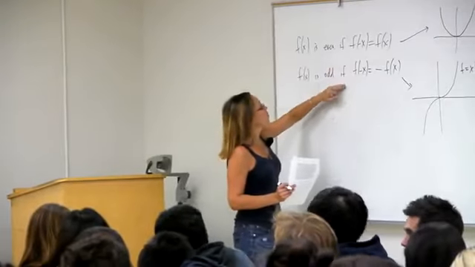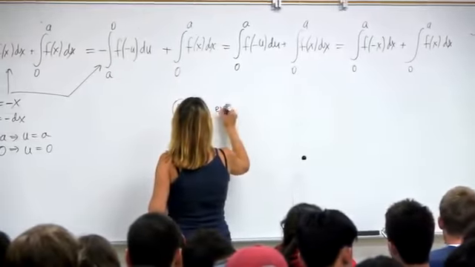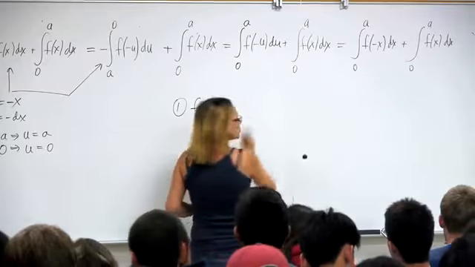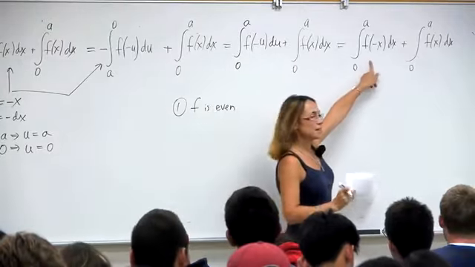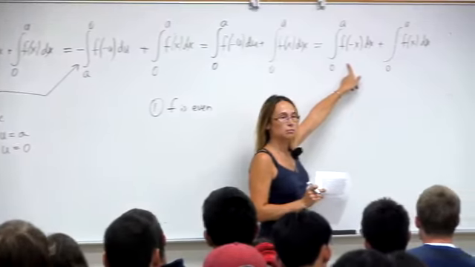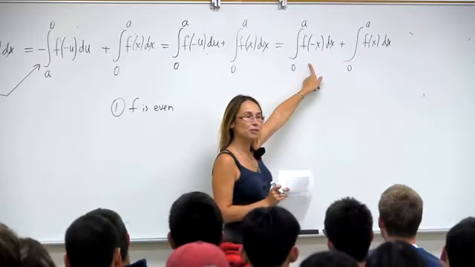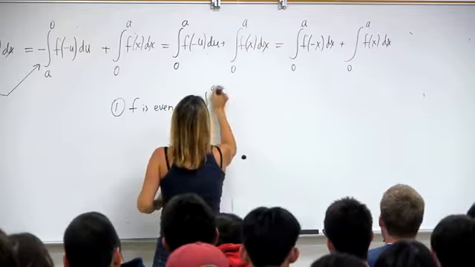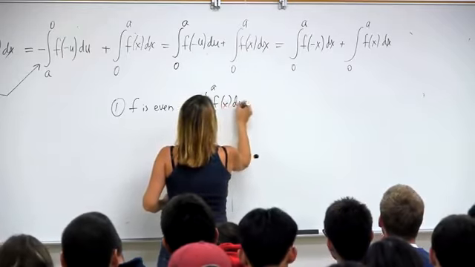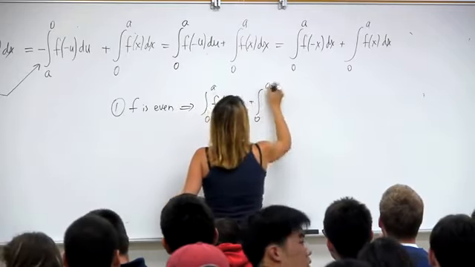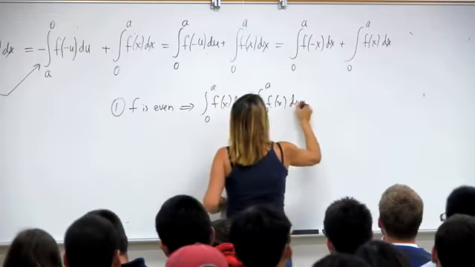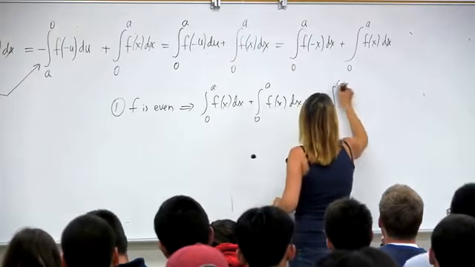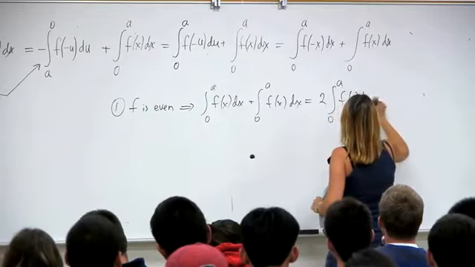Okay, so now the last bit, I'm going to apply this in the two cases, when f is even and when f is odd. So first, f is even. What does it mean? It means that f of minus x is equal to f of x. Remember, even: f of minus x is the same as f of x. Then I get the integral from 0 to a of f of x dx plus the integral from 0 to a of f of x dx, which is exactly 2 times the integral of f of x dx.